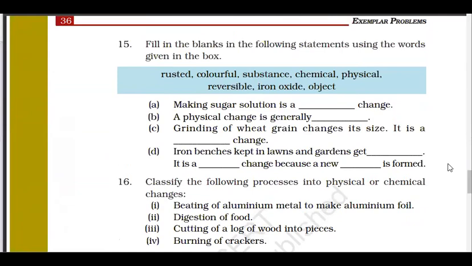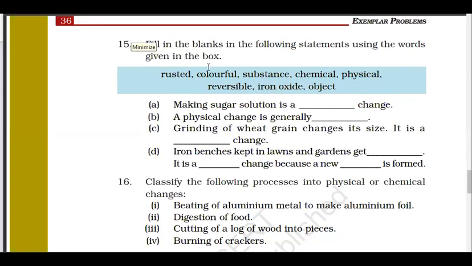Fill in the blanks. Making sugar solution is a dash change. Sugar solution, physical or chemical? Physical, very good Tavishka, very good Purvi, Ragini. Right, it's a physical change, very good. Next, second question, very good Devika. A physical change is generally reversible or irreversible. You have to fill from this. Reversible, right? It is reversible.